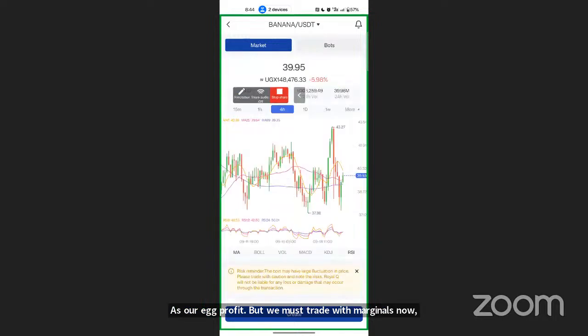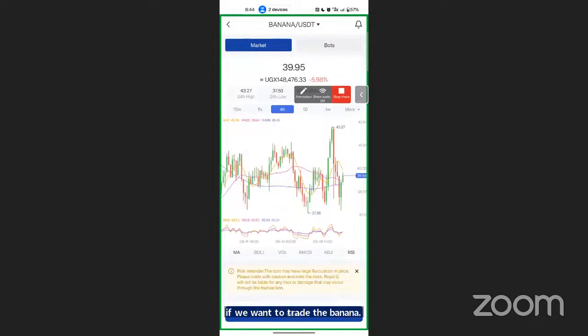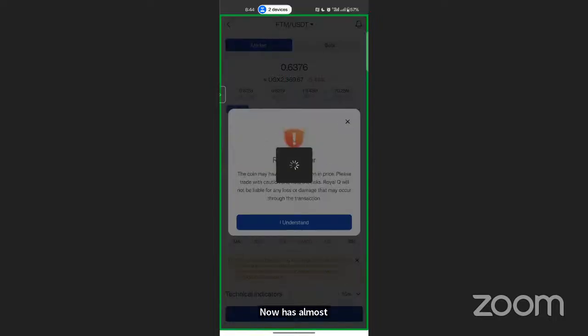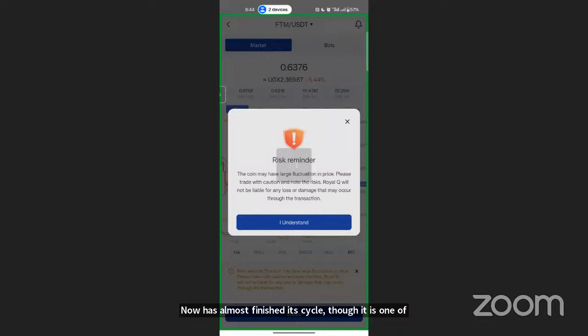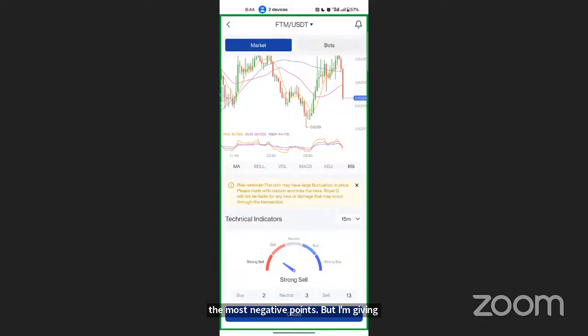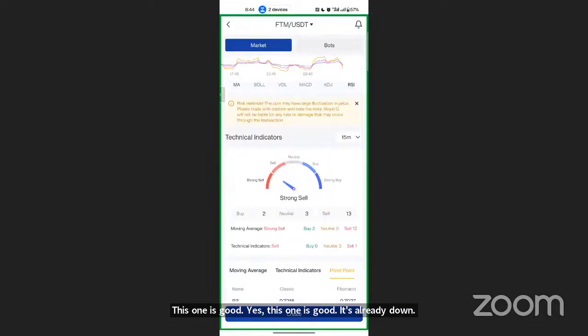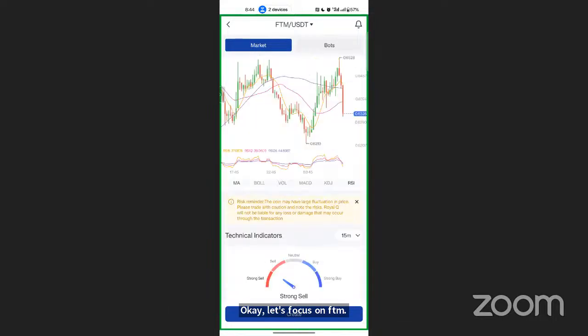Now, if we want to trade banana as one of the most negative coins we have, I'm just giving an example, because generally, banana now has almost finished its cycle, although it is one of the most negative coins. But I'm giving an example. This one is good. It's already down. Okay? Let's focus on FTM. Let's see the price of FTM.